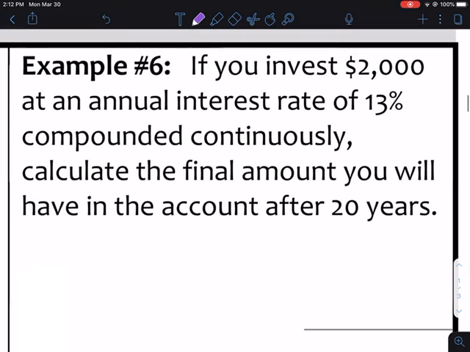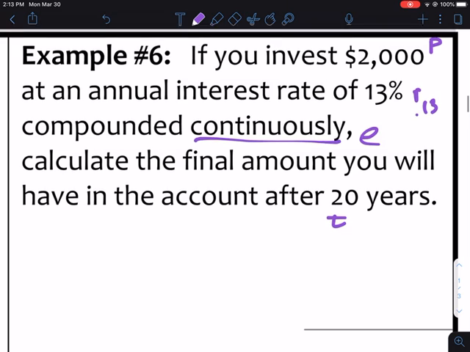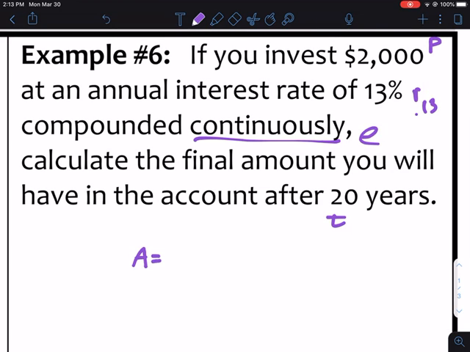Okay, last one, number 6. Again, compounded continuously jumps out at me. If you invest $2,000, so that's my starting amount, at an annual interest rate of 13%. Okay, so my R is 0.13. Compounded continuously, I know I'm going to use the formula with E in it. Calculate the final amount you'll have in your account after 20 years. So T is 20. Okay, so this is going to be my A equals principal times E^(RT). Sometimes you'll hear me refer to this as the PERT formula.